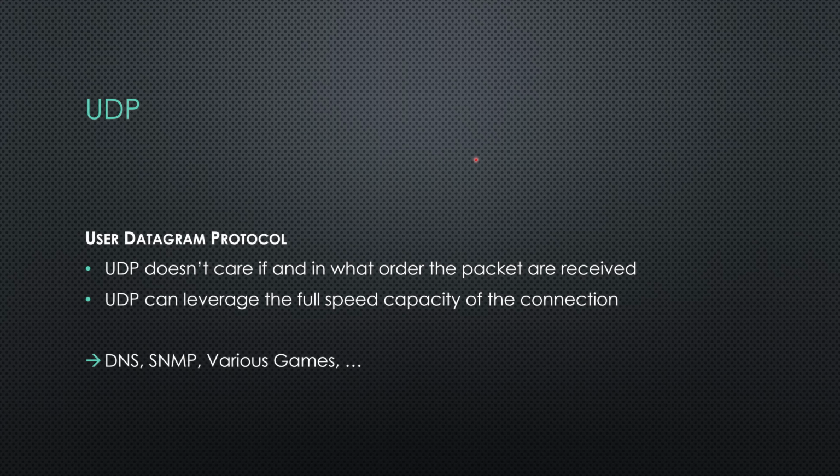The nice thing about UDP is that it can leverage the full speed and capacity of the connection, because we don't need any control mechanisms. We just spill our packets out as fast as we can. The issue is that we cannot assert that they are received in order, or that they are received as sent. There's still error detection in UDP, so if a UDP packet gets damaged, it's rejected by the target system, but we are not going to resend it, we're not going to know that it got dropped, we don't have all those control mechanisms. Some examples are DNS, SNMP, and various games.